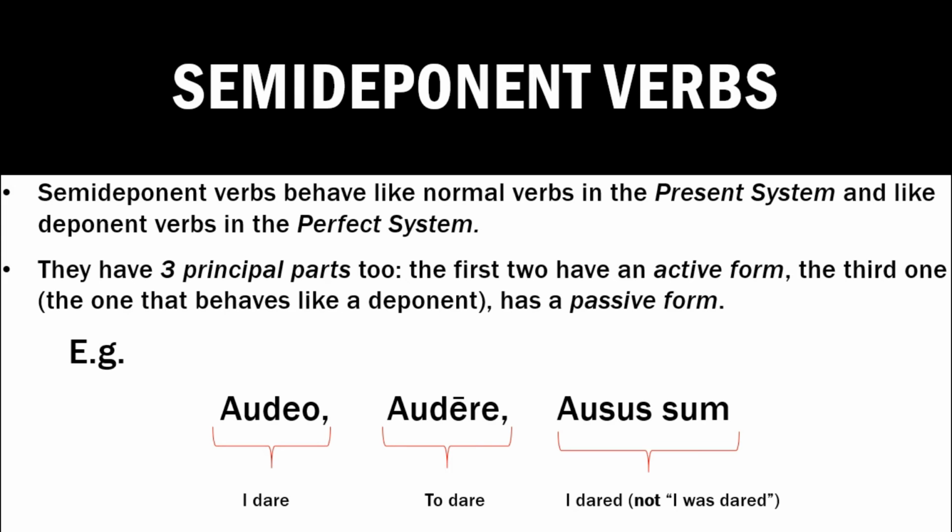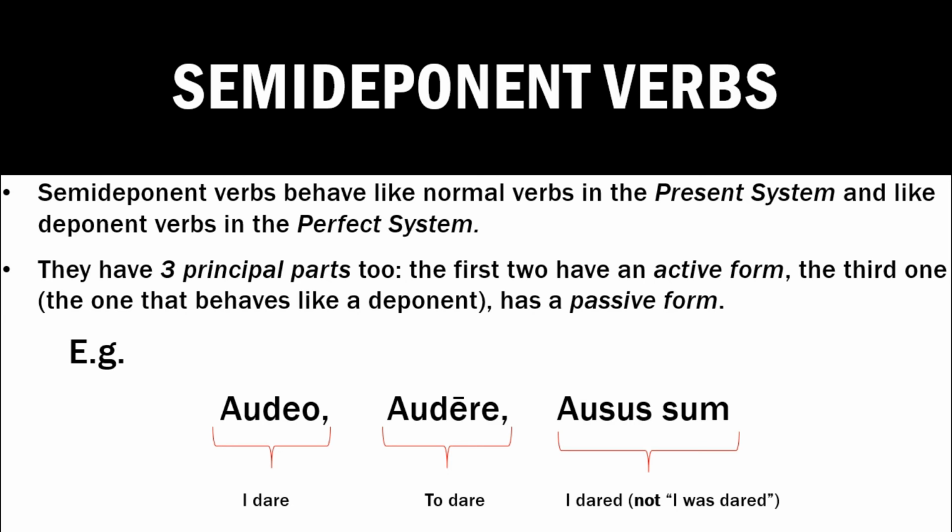We also have semideponent verbs. Semideponent verbs are particular verbs because they behave like normal verbs in the present system and like deponent verbs in the perfect system. They have 3 principal parts as well, but the first two have an active form, because the first two are related to the present system, while the third one, which is the one that behaves like a deponent and is related to the perfect system, has a passive form. As you can see, the principal parts are the same as the deponent because there are three. But the first two are related to the present system and the third one is related to the perfect system, and you will find it with a passive voice.